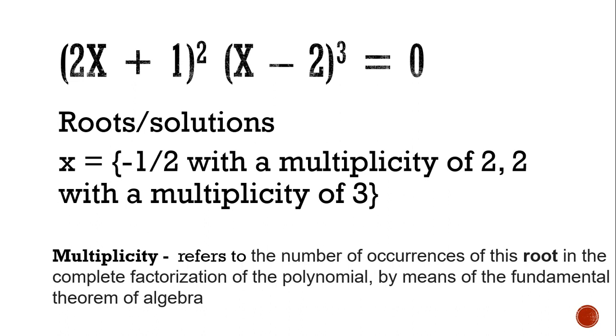Therefore, this polynomial equation has the roots or the solutions negative 1/2 with a multiplicity of 2 and 2 with a multiplicity of 3. Multiplicity refers to the number of occurrences of this root in the complete factorization of the polynomial by means of the fundamental theorem of algebra.